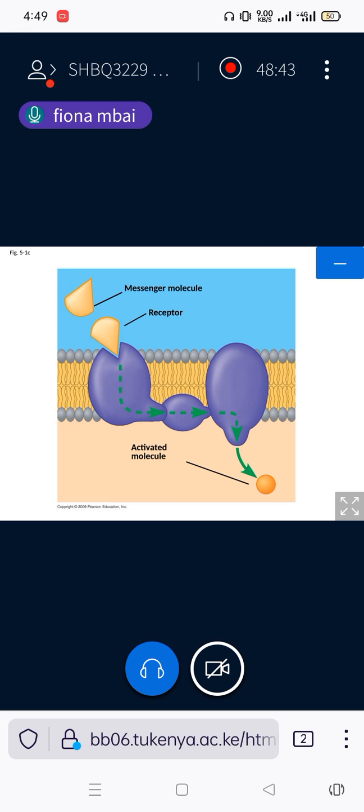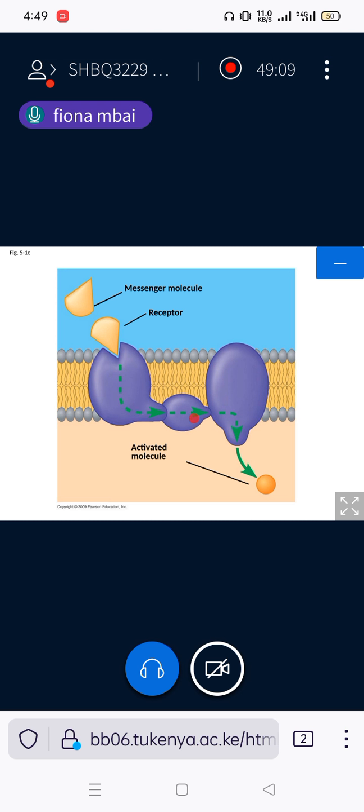So how does this receptor mechanism work? This is the ligand, or the molecule or the hormone or whatever it is, outside the cell. It will come, and you look at the shape here, and it will find its receptor. It will bind into the receptor, and look at the receptor. It's an integral membrane protein because it traverses the entire length of the lipid bilayer.